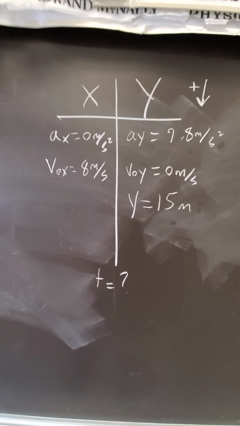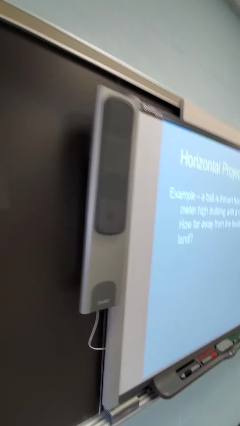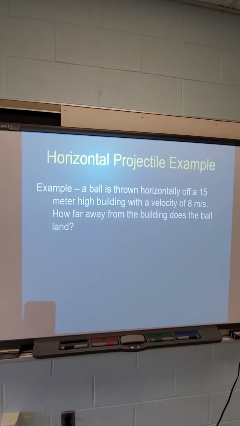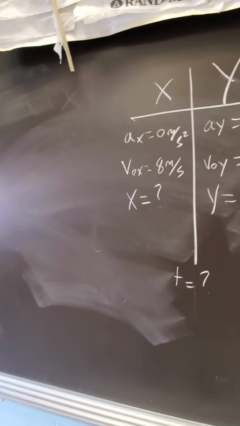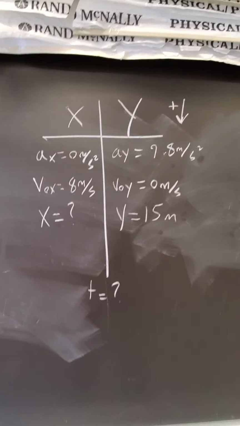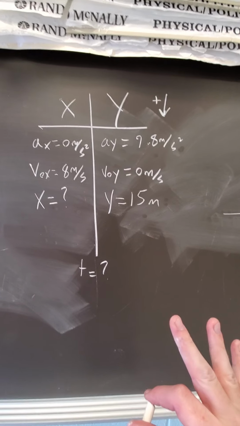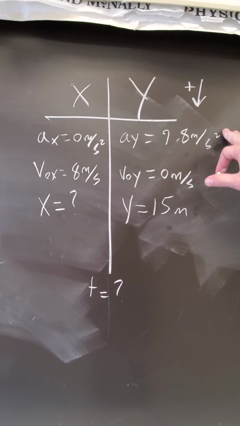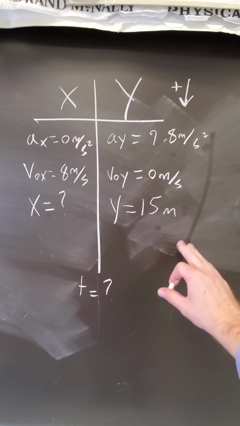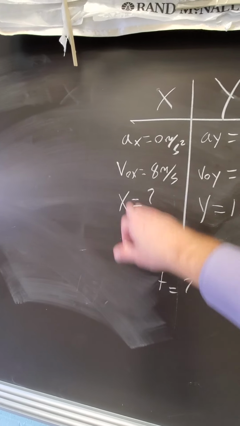What are we looking for again? We are looking for the displacement in the x direction. How far away from the building does the ball land? And again, I would probably use the word range if I was asking you on a test or quiz. So our game plan, okay? Looking at the information I have in this specific question, it looks to me like I have enough information in the y to solve for time, and then once I have time, I can solve for the x direction.